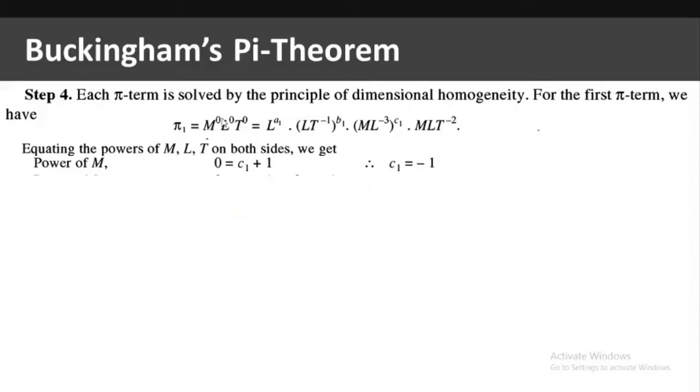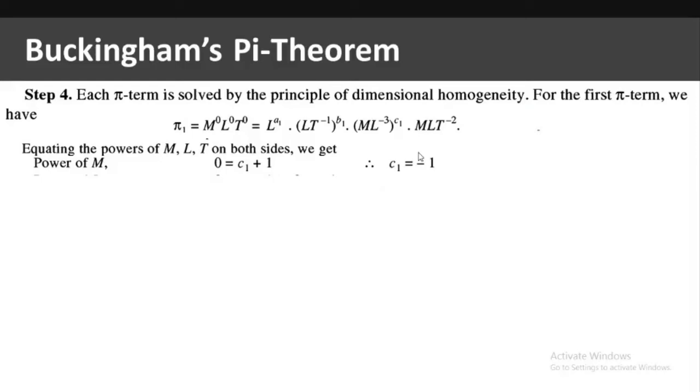So what is on the left side? M to the power 0. What is here? There is no M here. So again M to the power 0. There is no M here either. So M to the power 0. Here M to the power 1 whole to the power C1. So it is M to the power C1. So we will equate the powers. So 0 equals C1 plus 1. Therefore we can say the value of C1 is minus 1.